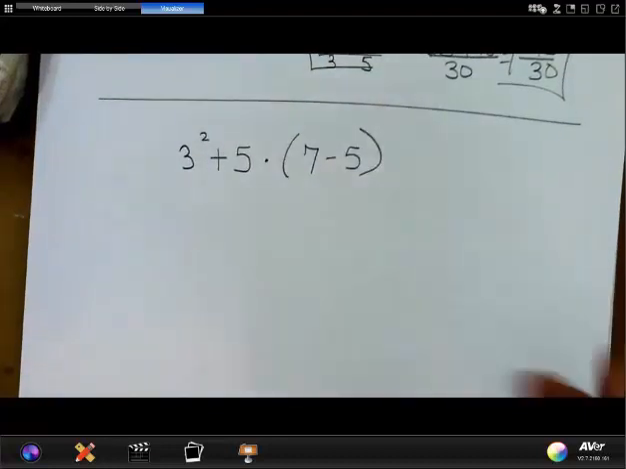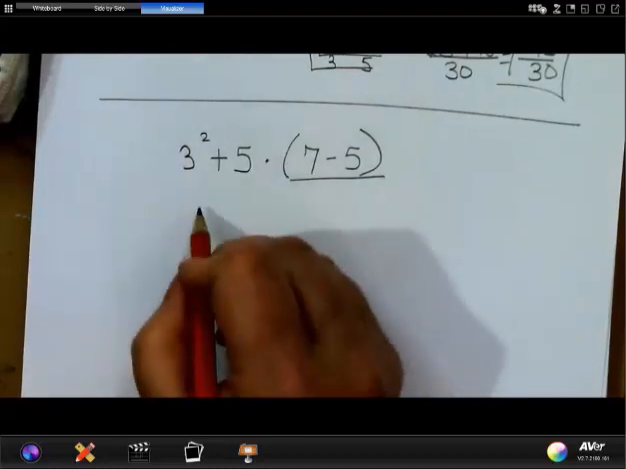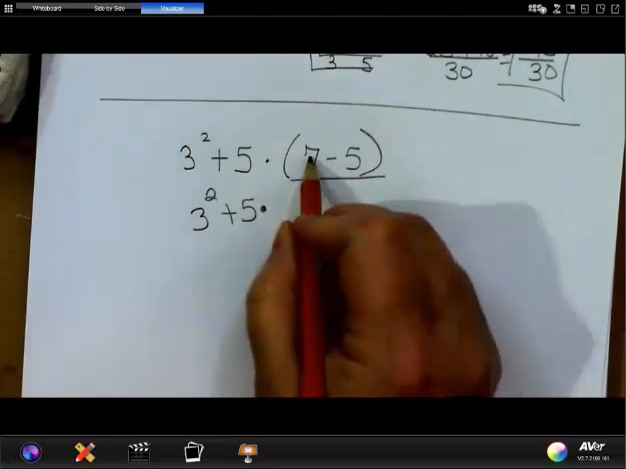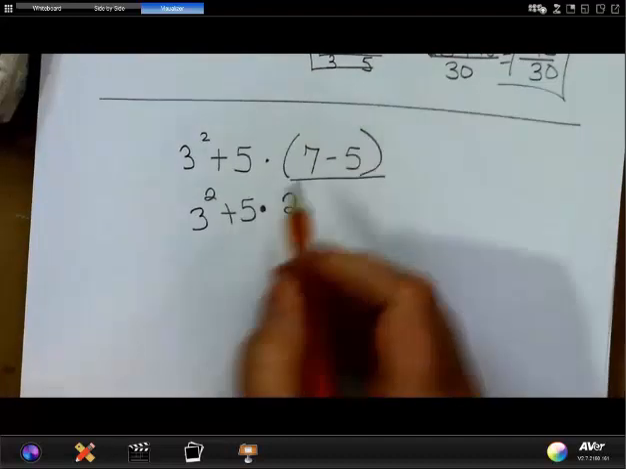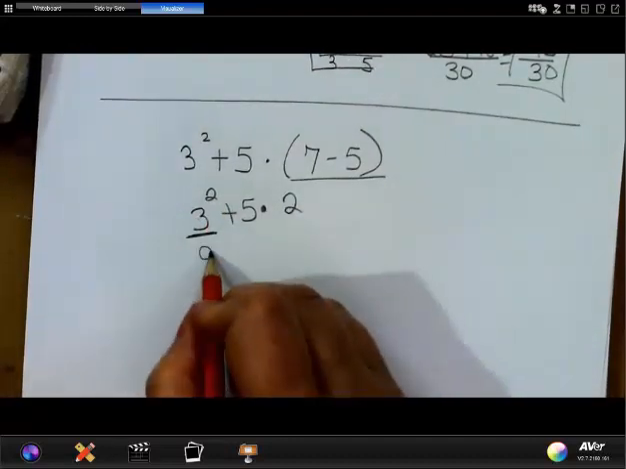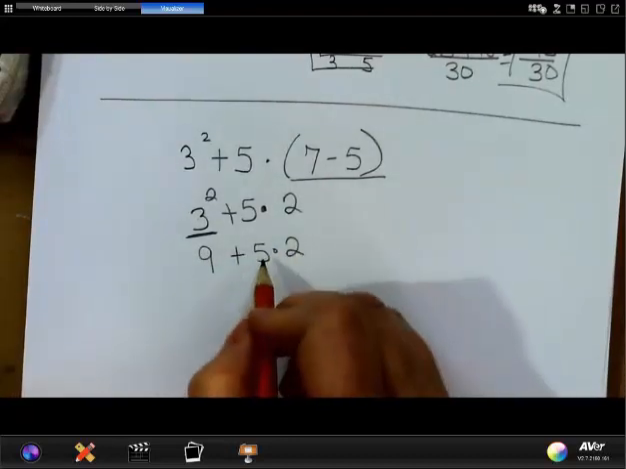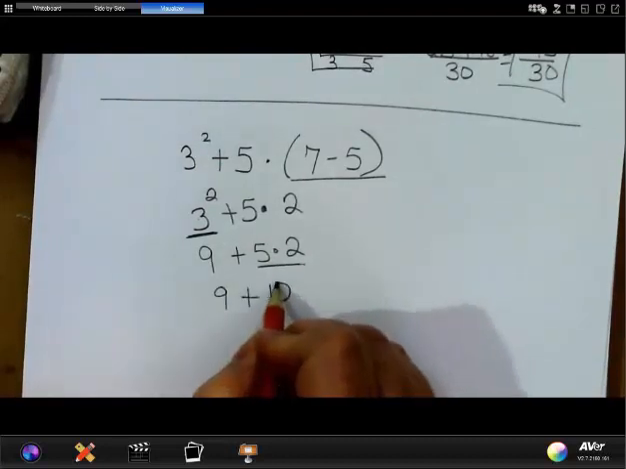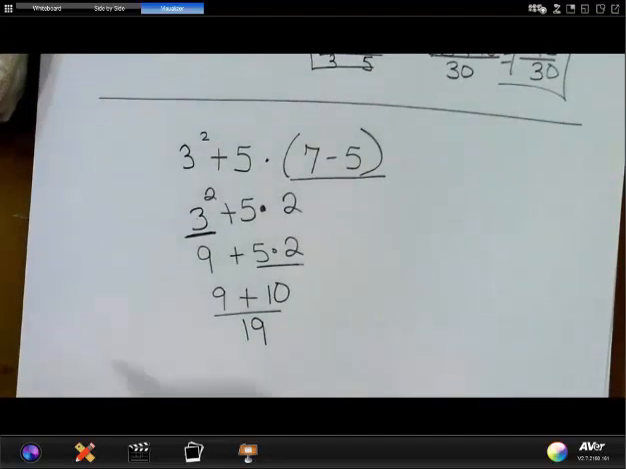Okay, so my first step would be to do parentheses. So I copy everything back down. 3 squared plus 5 times, what's 7 minus 5? 2. My next one is exponents. So 3 squared is 9. I then have to do multiplication. And then I add. That wasn't too bad.